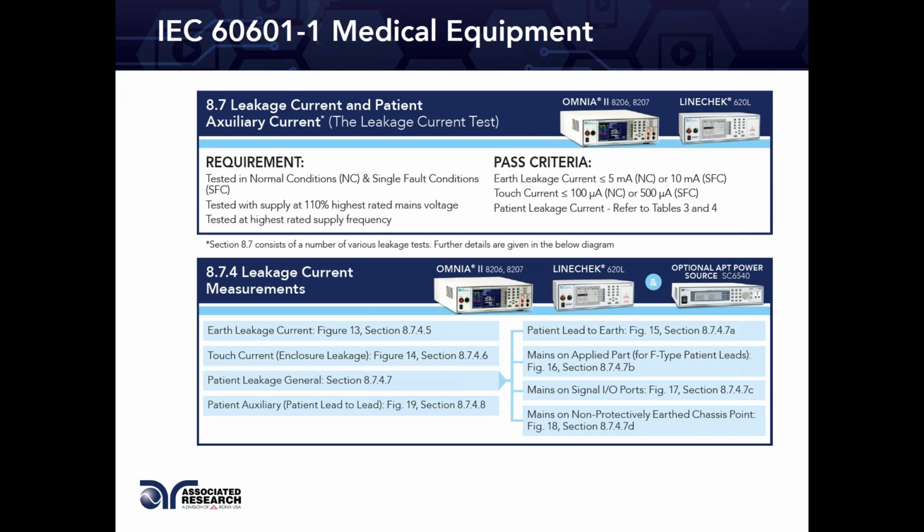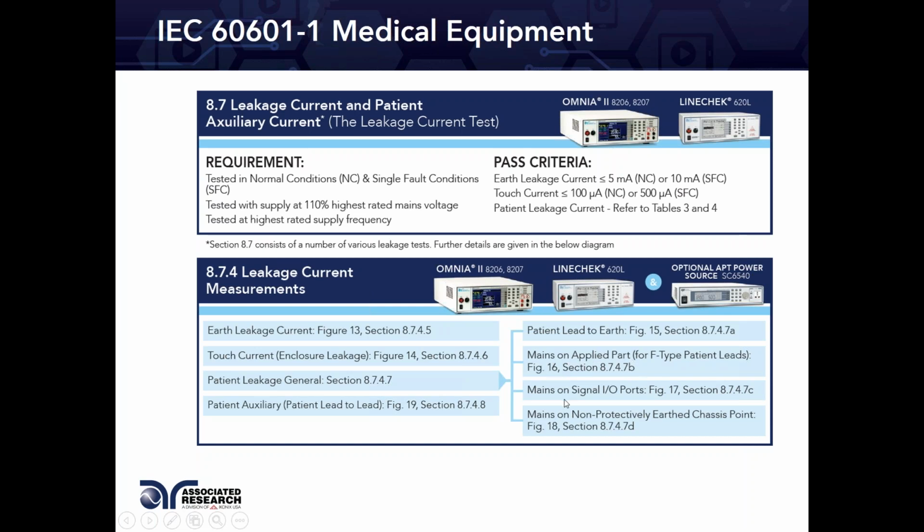Now, patient leakage general, this is where you have applied part. If your product does not have anything that comes in contact with the patient, the first 2 tests may be enough to qualify your product. But if you have applied part that come in contact with the patient, you have additional requirements that are listed in patient leakage section of the standard. Now, under this clause, there's additional requirement for patient lead to earth. This is figure 15 in the standard. Mains on applied parts. So if you have an F-type patient lead, which is really isolated from any kind of internal mechanism of your medical equipment, you are required to do what's called mains on applied part test, figure 16.